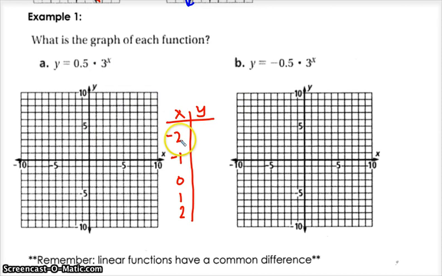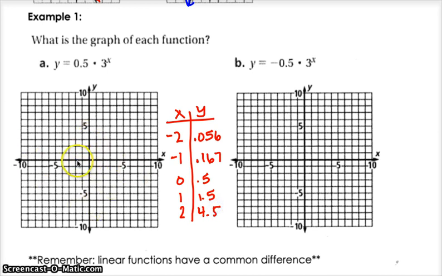So if I plug in -2 for x, I end up with 0.056, and I'm rounding to the nearest thousandth. If I plug in -1, I'm left with 0.167. If I plug in 0, I get 0.5. If I plug in 1, I get 1.5. And if I plug in 2, I get 4.5. Let's head on over to the graph now.